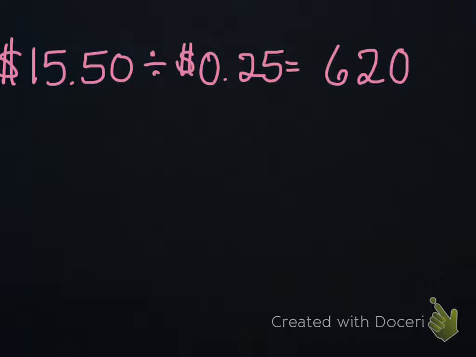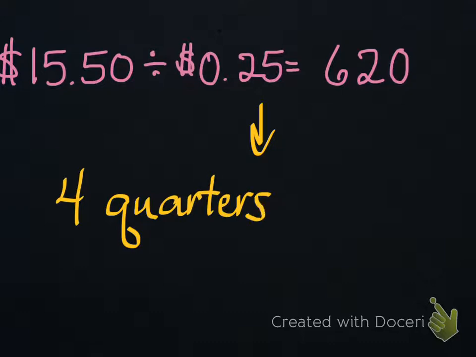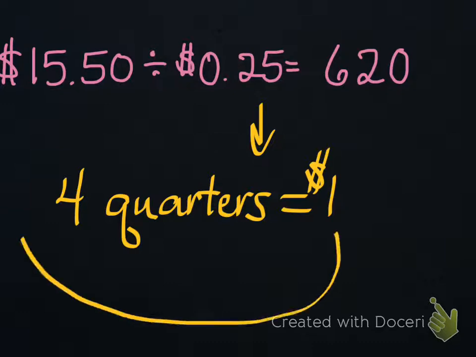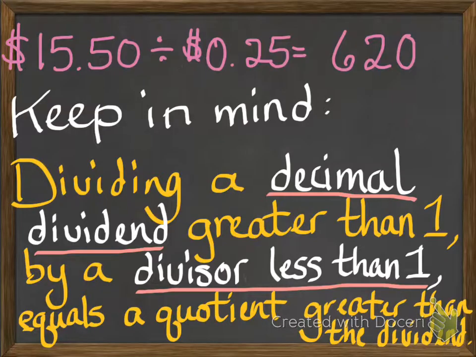Some things that I want to keep in mind is that 25 cents is a quarter, and I know that there are 4 quarters equals $1. Okay? And if I can keep that in mind, that's going to help me figure out, well, then how many of these quarters in dollars are there in $15.50? Okay? That's using number sense. That's figuring out how numbers are working together. Some other things to keep in mind. Okay, this one is important.